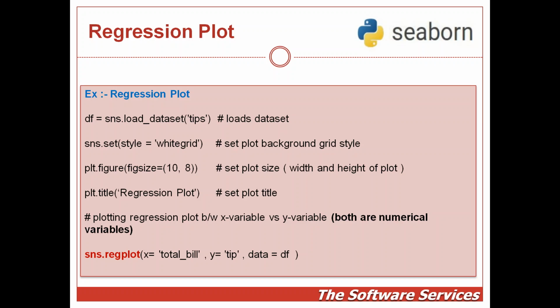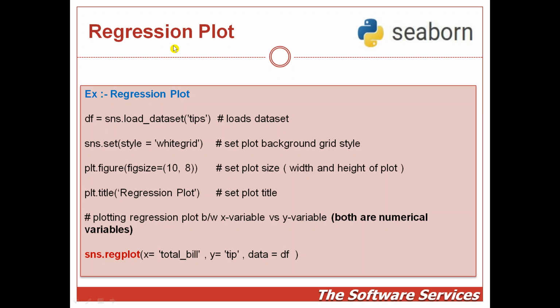In the linear plots, we saw the regression plot, linear model plot, joint plot, and then heat map. All those plots we had seen in the last class, and in this class we will take up one of the linear plots called regression plot.